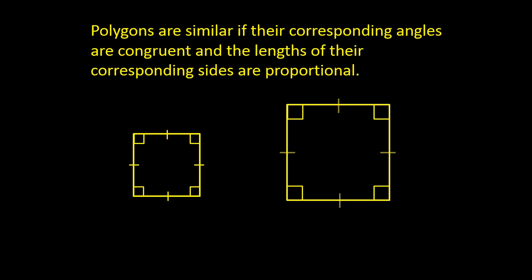How about two squares? Do you think that they're similar? Well, all squares are similar because all squares have congruent angles. They all have right angles, and the lengths of their corresponding sides are always going to be proportional.